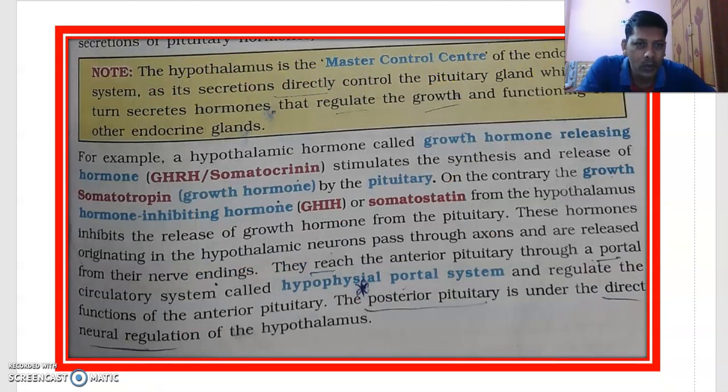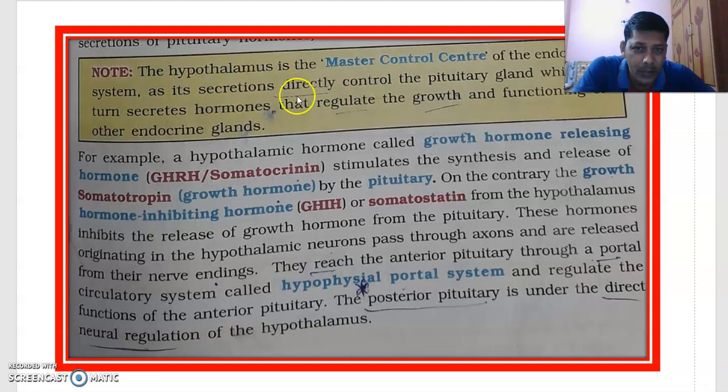The hypothalamus, the master control center of the endocrine system, master blaster, Sachin Tendulkar. This is the master control center, MCC, Mumbai Cricket Council. Okay, Sachin Tendulkar from Mumbai, master blaster.